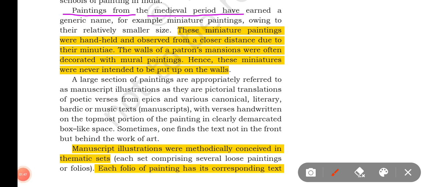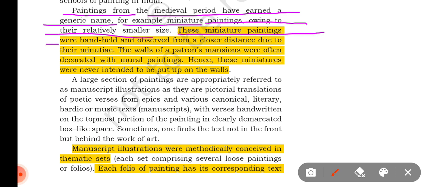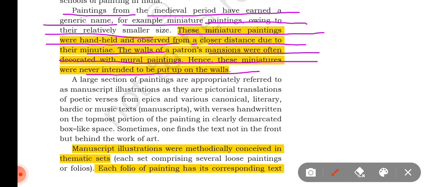Paintings from the medieval period have earned a generic name, for example, miniature painting, owing to their relatively smaller size. These miniature paintings were handheld and observed from a closer distance due to their minuteness. The walls of patrons' mansions were often decorated with mural paintings, hence these miniatures were never intended to be put on the walls.